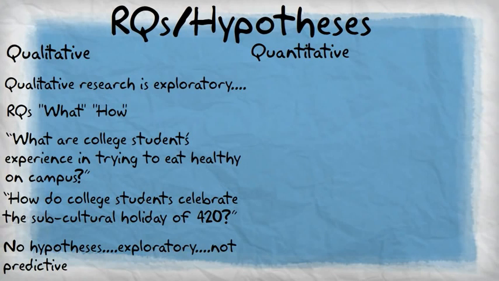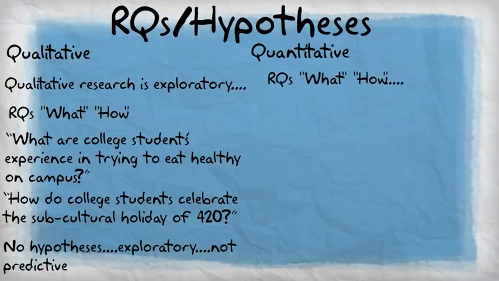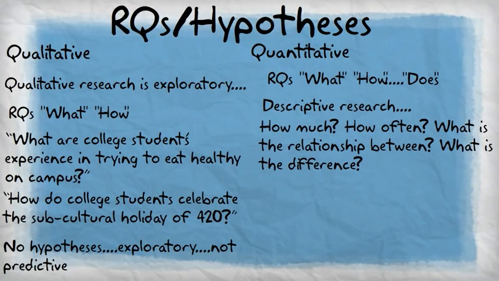Similar to qualitative research, quantitative research questions can start with the words what or how, but they might also include the word does in the beginning of the question. In descriptive quantitative research, research questions ask how much, how often, what's the relationship between variables, what's the difference between the variables. For example, what percent of male college students wash their hands after using campus bathrooms, or what is the relationship between college student gender and hand washing practices after using campus bathrooms?